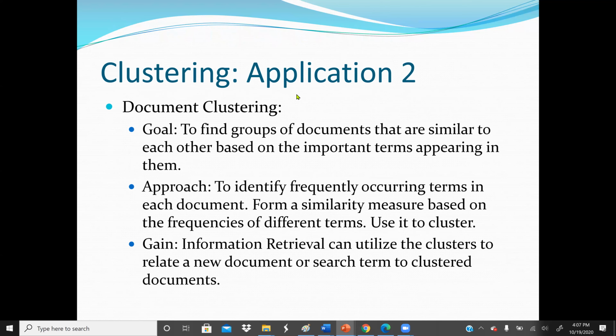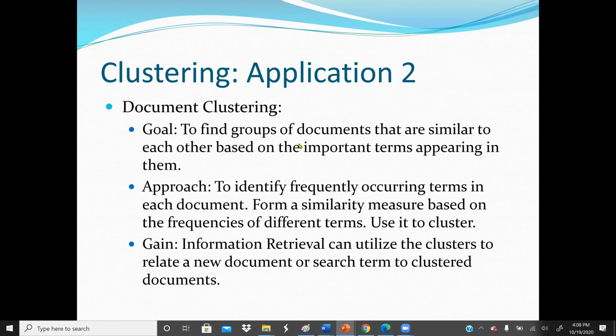And another application is document clustering. The goal here is that we have a lot of documents, and we want to group the documents based on their content. If the documents have more words on sports, then we group them together as sports documents. If they have more information on medicine, we group them all together. So we are grouping documents based on their content. If they have the same content, then they will be in one cluster. If different content, they will be in different clusters.